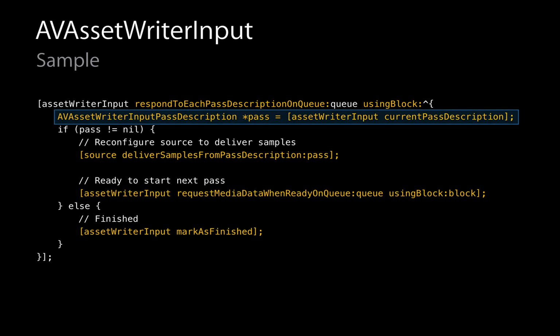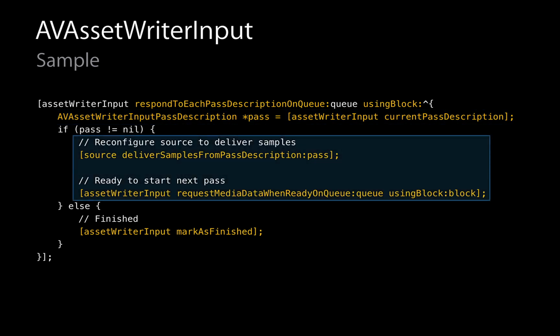Inside that callback, you call current pass description. This asks the encoder what time ranges it wants for the next pass. If the pass is non-nil, meaning the encoder wants data for another pass, you reconfigure your source. So this is where the source will send samples to the AV Asset Writer input. And then you prepare the AV Asset Writer input for the next pass.